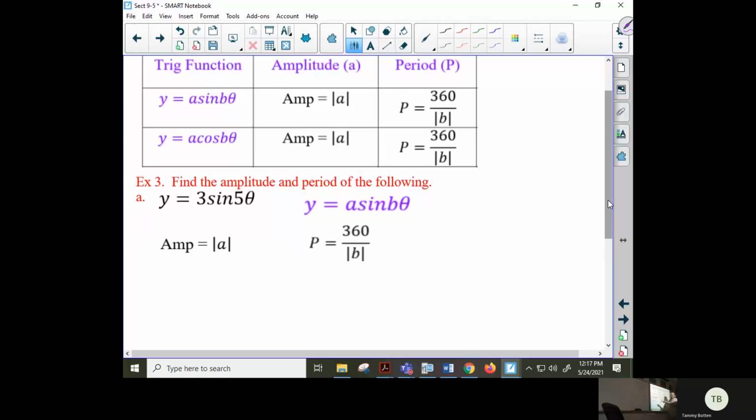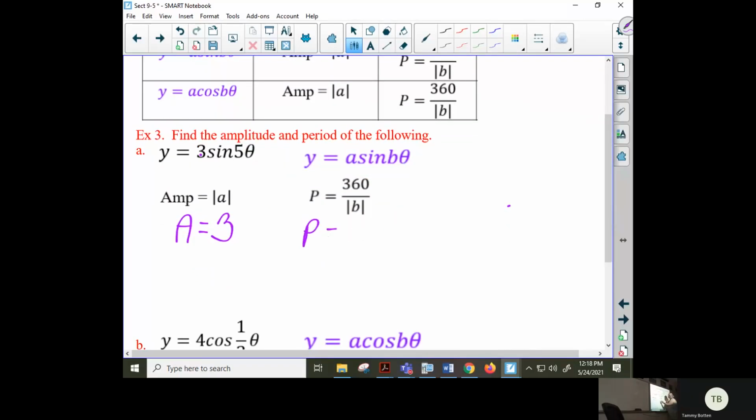Okay? So amplitude is just the absolute value of what's in front. And I have not seen one that I'm going to assign that's negative because you have to graph that a little bit different. So we are just going to say our amplitude is 3. Okay? And for the period, you would just take 360 divided by whatever is in front of your x or theta. They're the same thing. And 360 divided by 5 is 72 degrees.